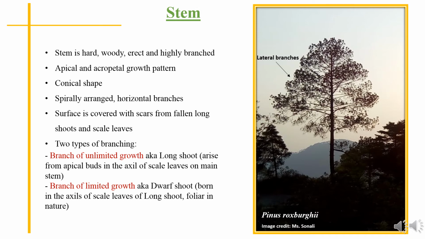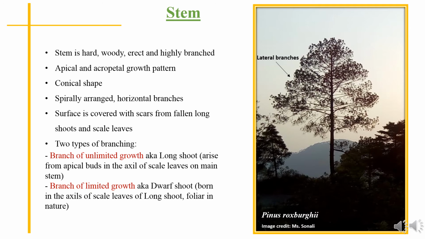There are two types of branches in Pinus. One is branch of unlimited growth and the other is branch of limited growth. The branch of unlimited growth is also known as long shoot. They arise from apical buds in the axils of scale leaves on the main stem. They have indefinite growth potential and hence grow longer, giving out more lateral branches.